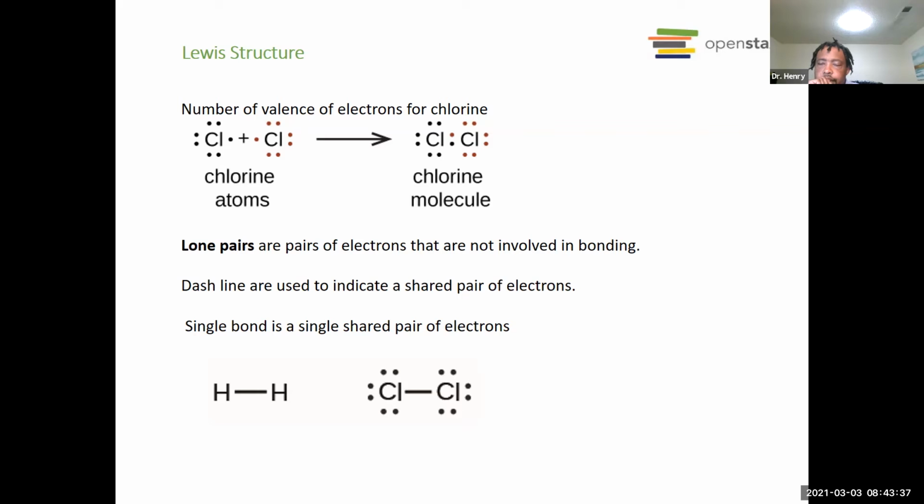Okay. So that's the same thing in the case of hydrogen. Hydrogen wants to be like helium. Because helium needs 2 electrons, helium has 2 electrons around it. So hydrogen can only hold 2 electrons around it, so it's only going to want to share 1 electron between the two.